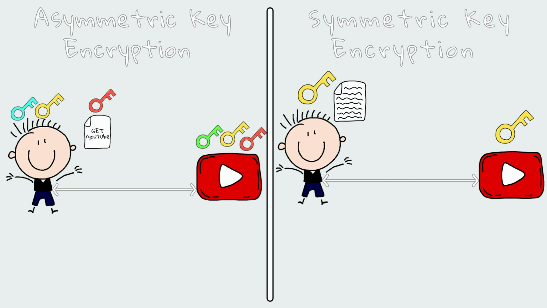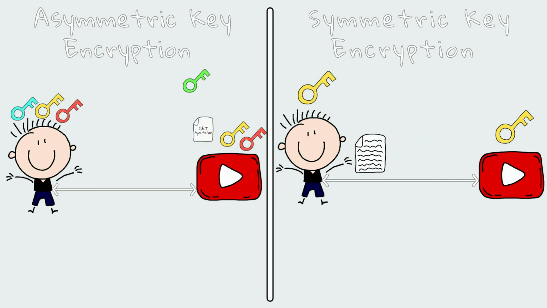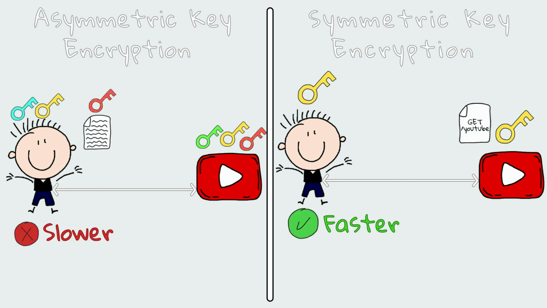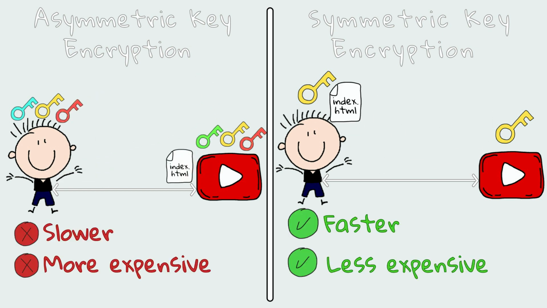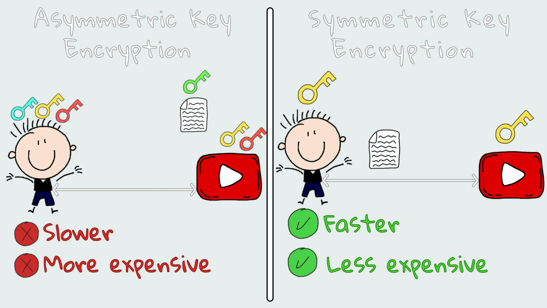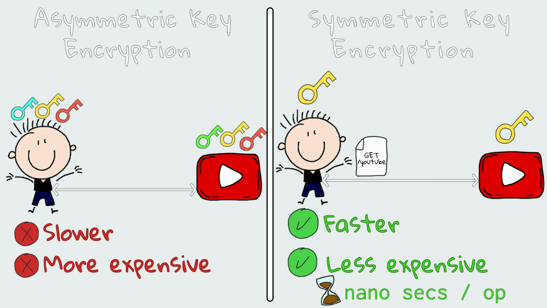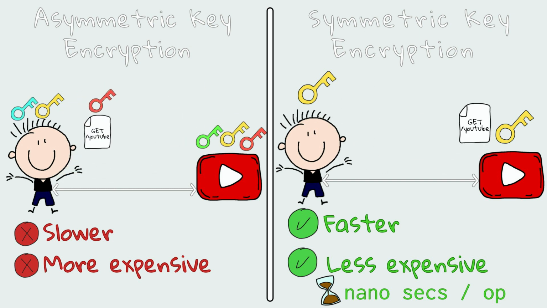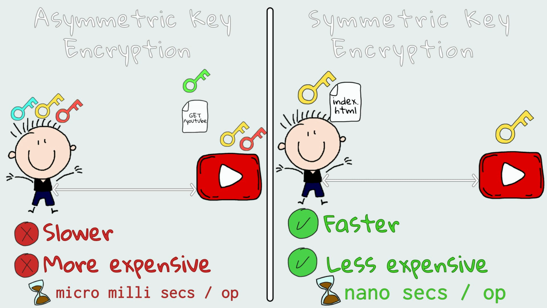Well, the reason is very simple. Compared to the more simplistic symmetric key encryption, which relies on a single key for both encryption and decryption, asymmetric key is way slower and it requires more computation. Symmetric key encryption takes like nanoseconds per operation, while the asymmetric key encryption, on the other hand, can take microseconds to milliseconds per operation.